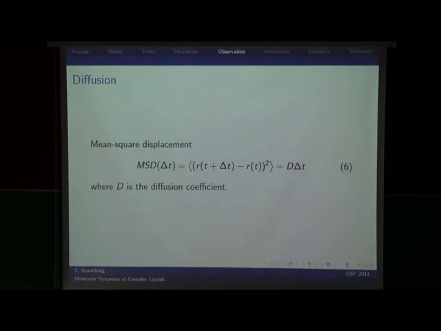Okay, I don't think I have much time. One thing we can do is, since we have the coordinates of all particles, we can look at how far a particle has moved in a certain time delta t, take this quantity squared, and average it over all particles. This is called the mean square displacement. And it's easy to show that the mean square displacement is given by the diffusion constant times the time that we're waiting. So this allows us to measure diffusion constants in the simulation.